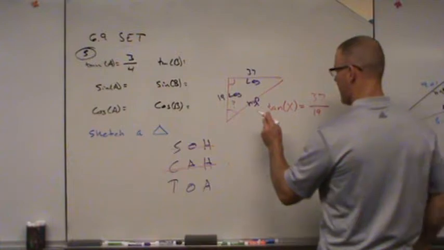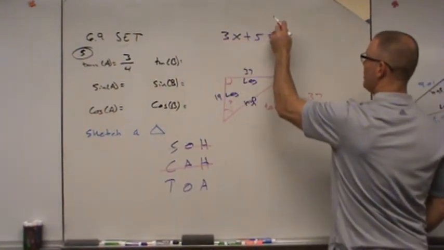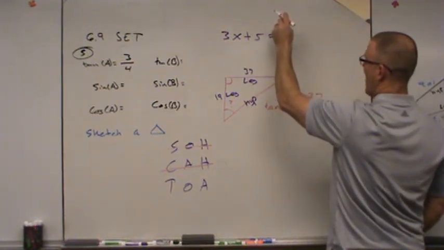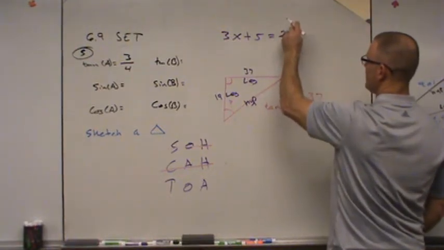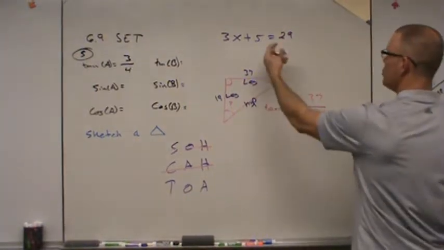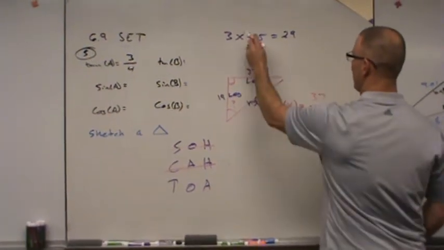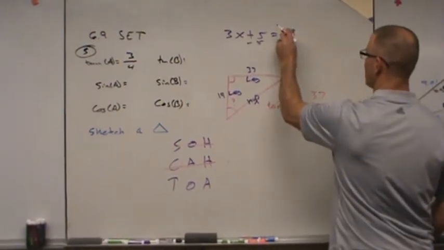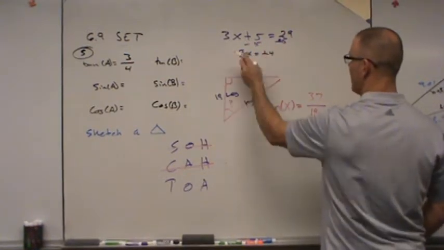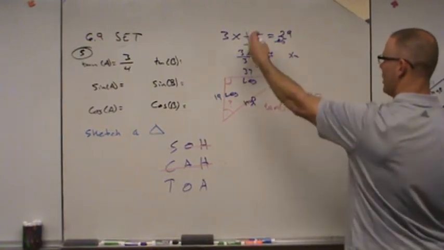How do I do that? Well, it's a lot like this. 3x plus 5 equals, let's say, 29. I have to undo what's here in order to get x by itself, right? I have to subtract 5. So subtracting 5 gives me 3x equals 24. And I have to undo the multiplication to get x by itself.